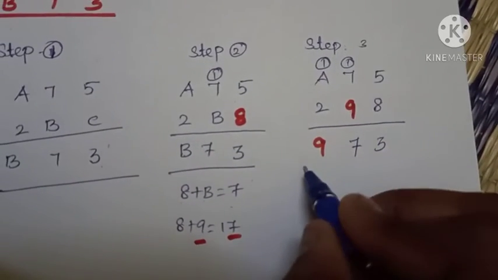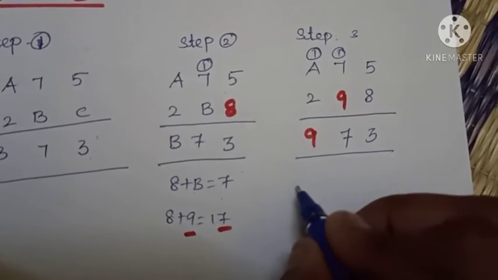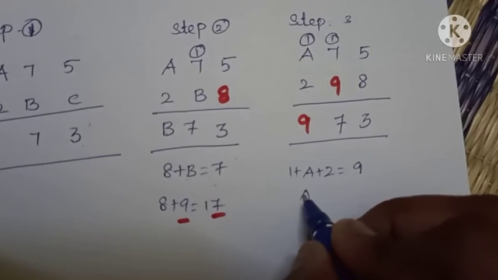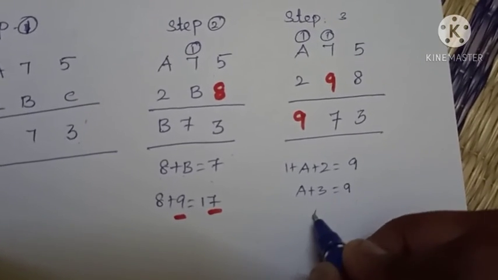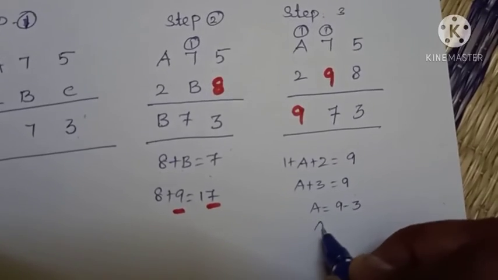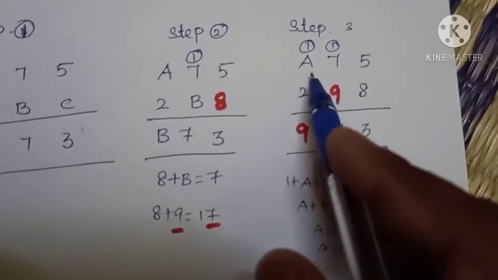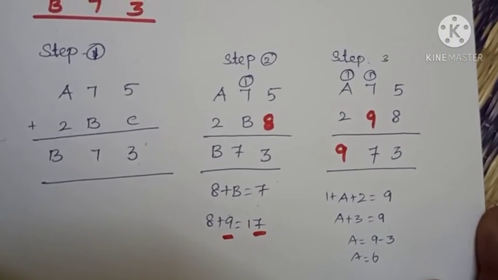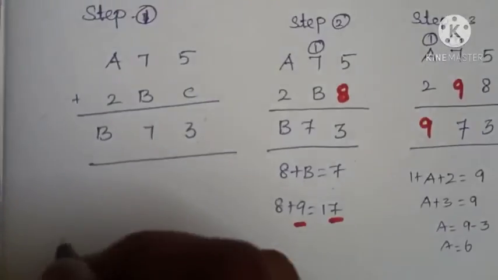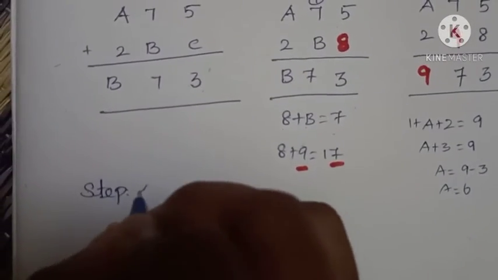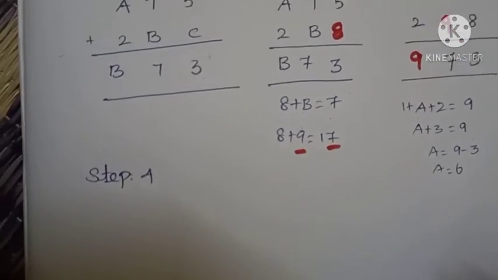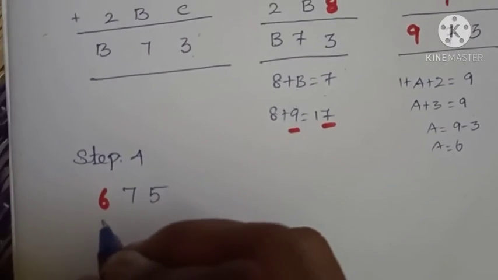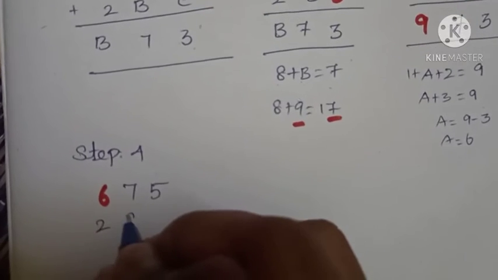Okay, so now what do you need to get? We need to get 1 plus A plus 2 is equal to 9. A plus 3 is equal to 9. Then A equal to 9 minus 3, A equal to 6. If you take 6, you get 9. So in step 4, we replace the value of A with 6. Remaining, we got 675, and B you know is 9, that is 298.